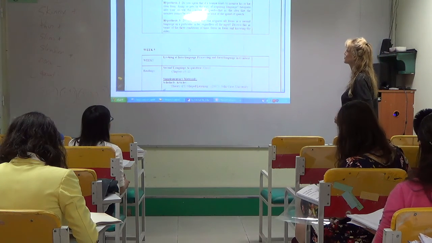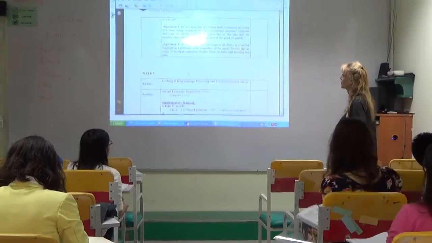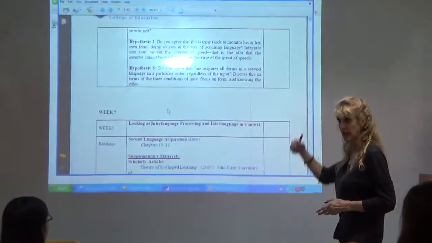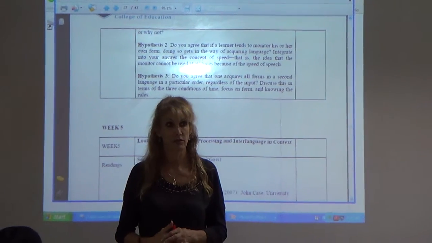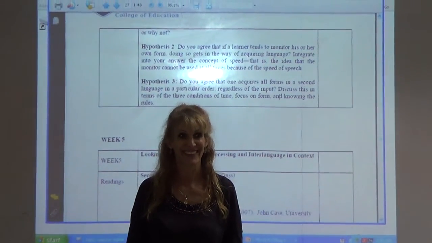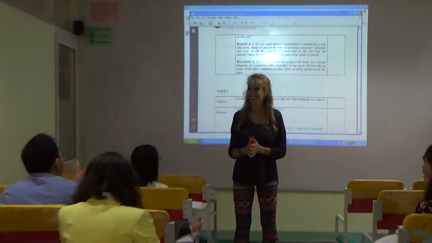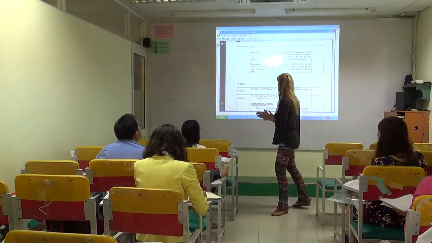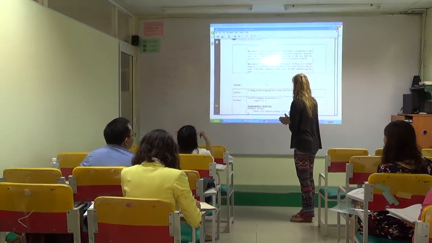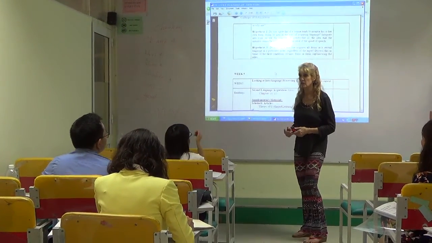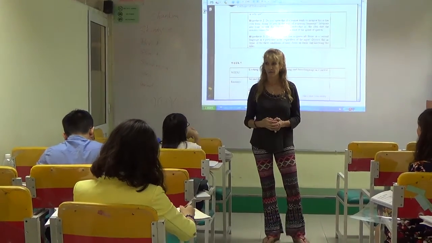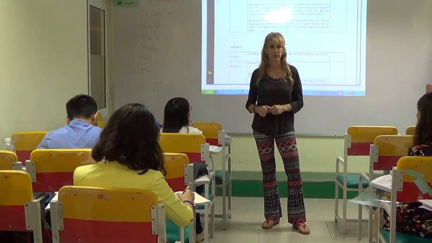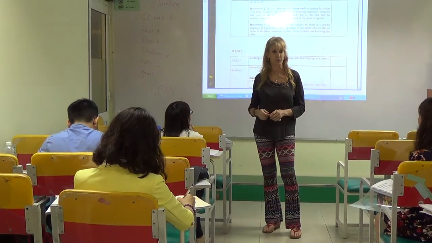Discuss this in terms of the 3 conditions of time, focus on form, and knowing the rules. So back on that page, okay? Any other questions? I'm confused with the first sentence. Do you agree with the one on form? What do you mean by that? The forms are the morphemes. So do you agree that people acquire the morphemes in a specific order?